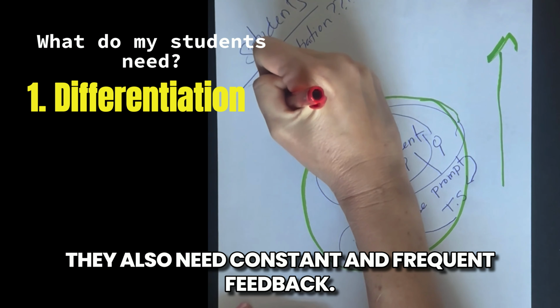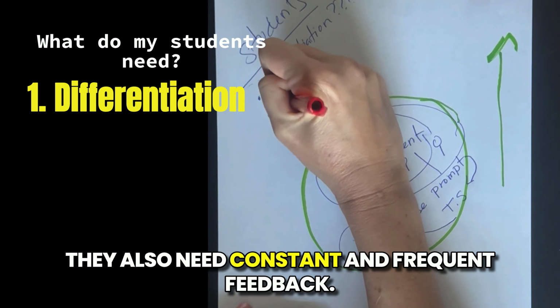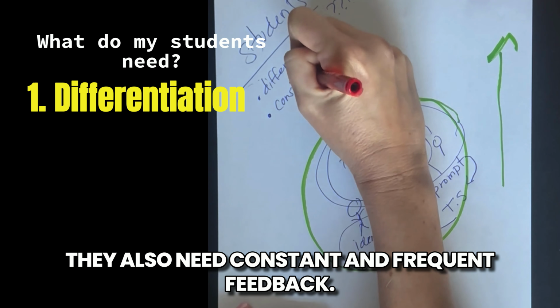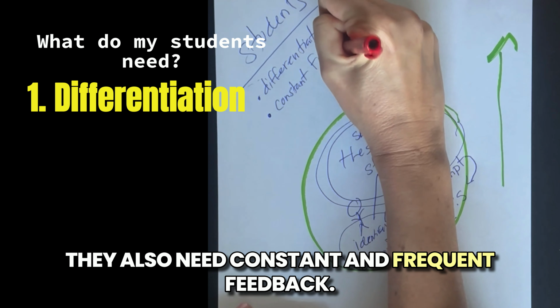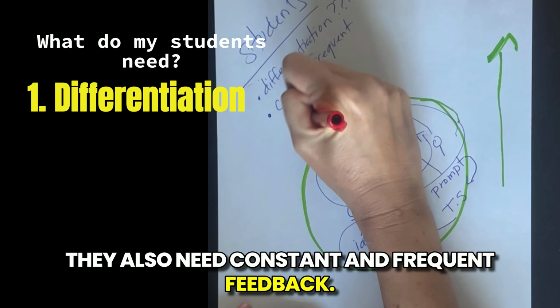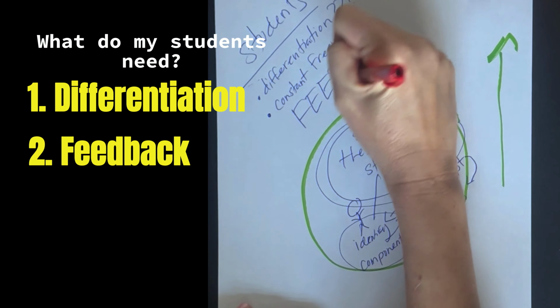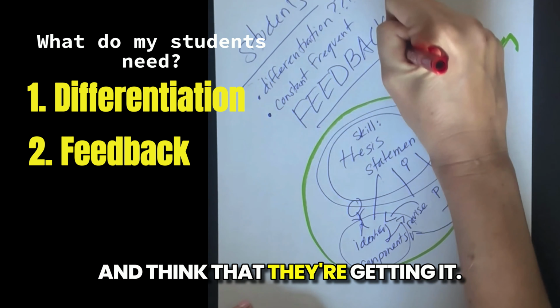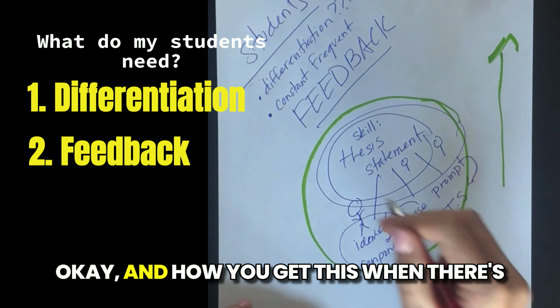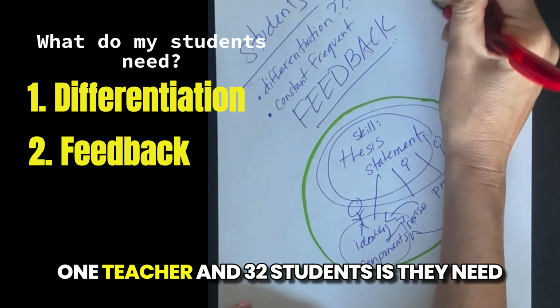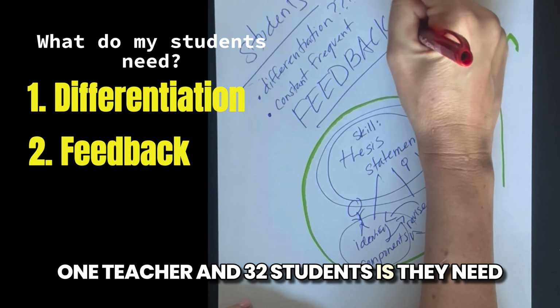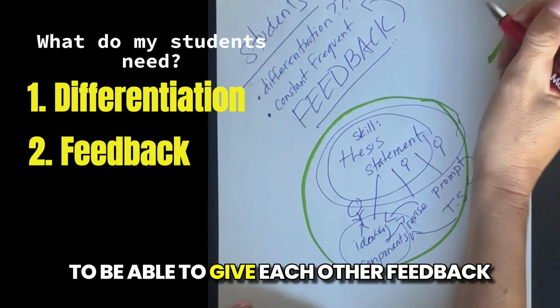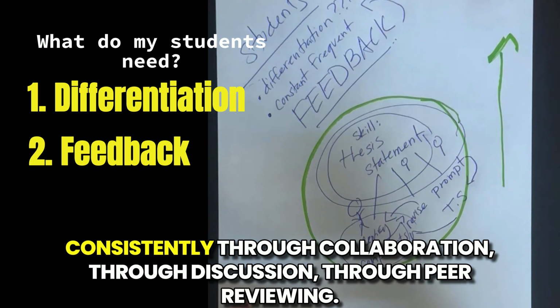They also need constant and frequent feedback. I can't just stand up there and think that they're getting it, okay? And how you get this when there's 1 teacher and 32 students is they need to be able to give each other feedback consistently through collaboration, through discussion, through peer reviewing.